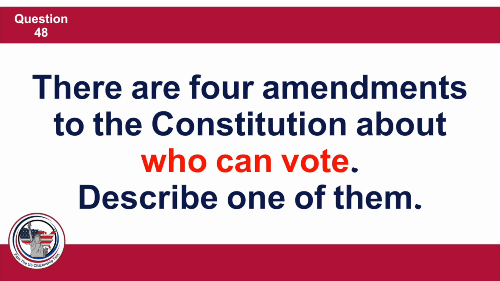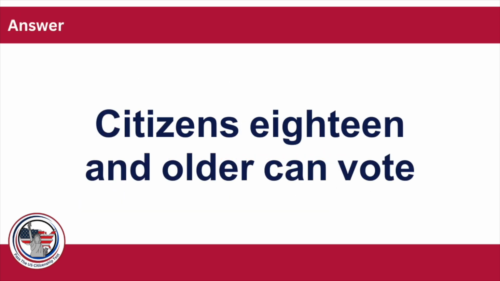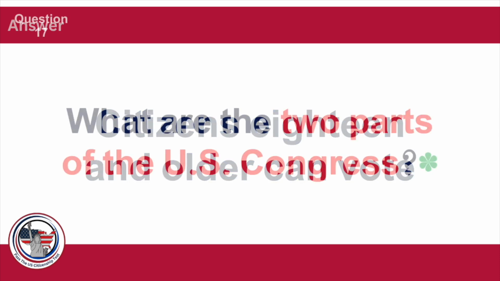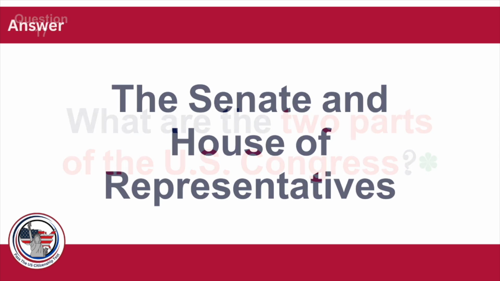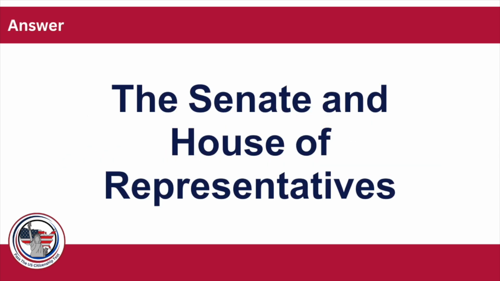There are 4 amendments to the Constitution about who can vote. Describe one of them. Citizens 18 and older can vote. What are the 2 parts of the U.S. Congress? The Senate and House of Representatives.